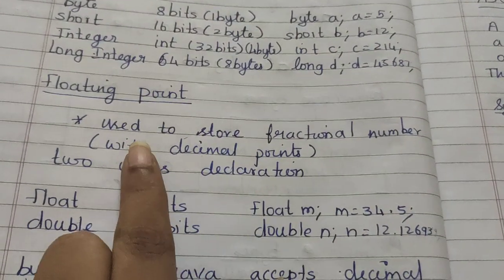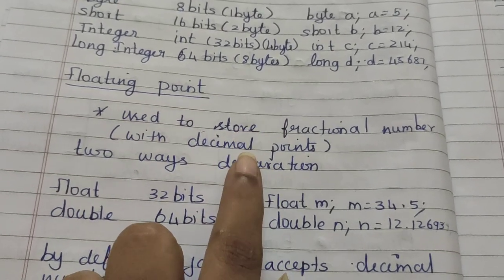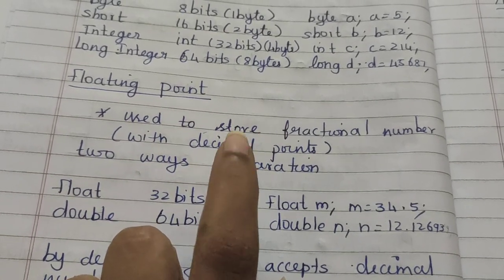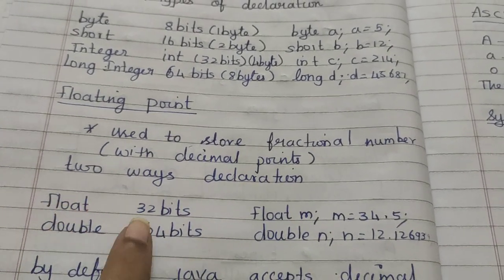Then floating point. Floating point also comes under numbers. It deals with numbers, but with decimal point numbers. It can accept only numbers with decimal points. There are 2 ways of declaration: float and double.